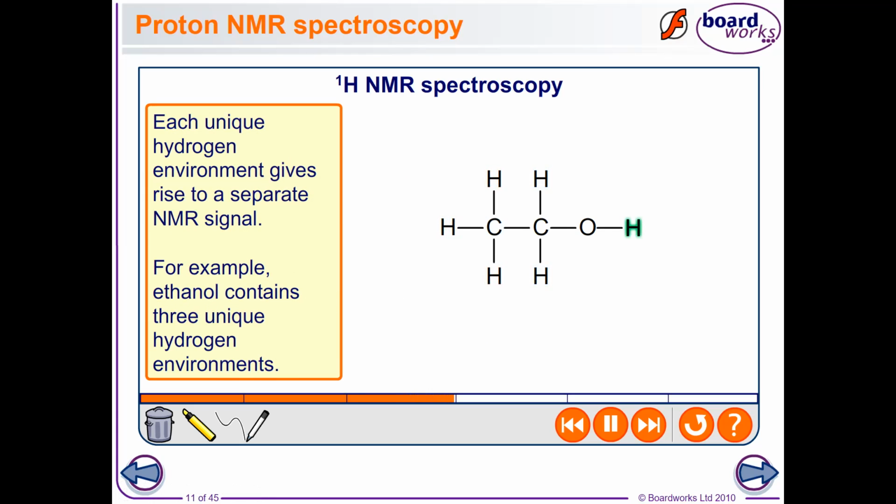Okay, now as we saw in the earlier slides, each of those hydrogens there, the 3 on the left, will produce one peak. The 2 in the middle will produce a different peak or signal, and the green one, a third one.